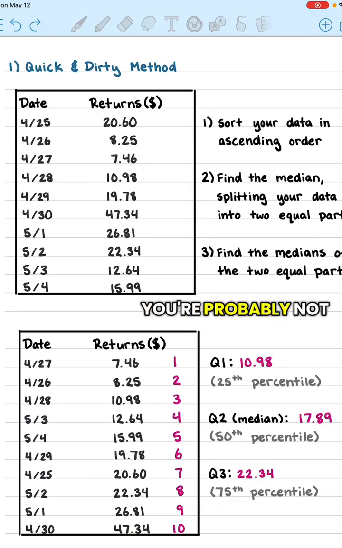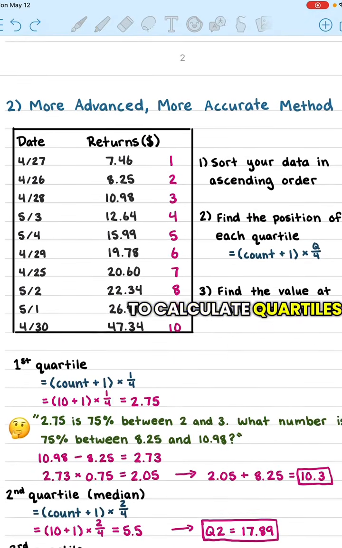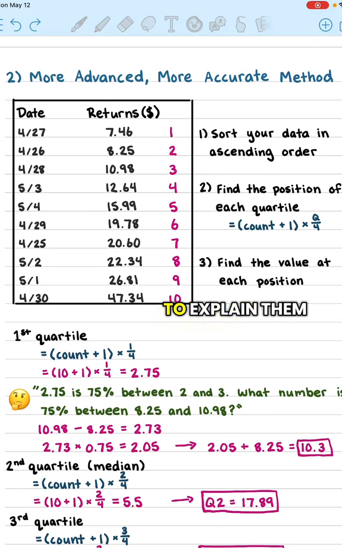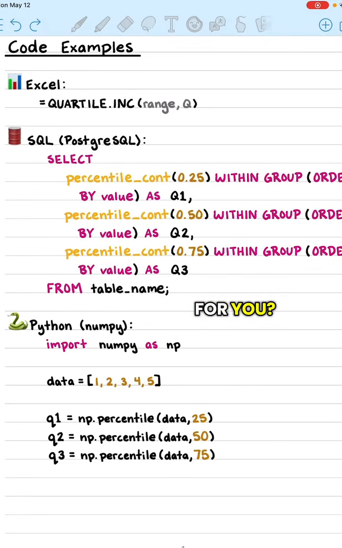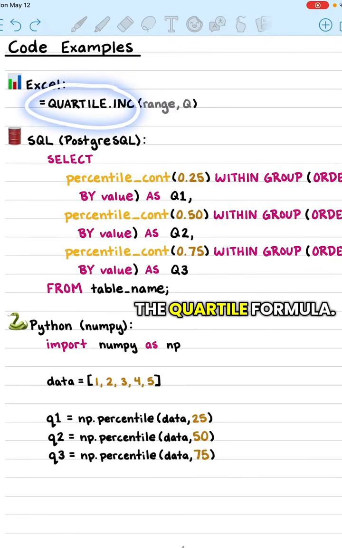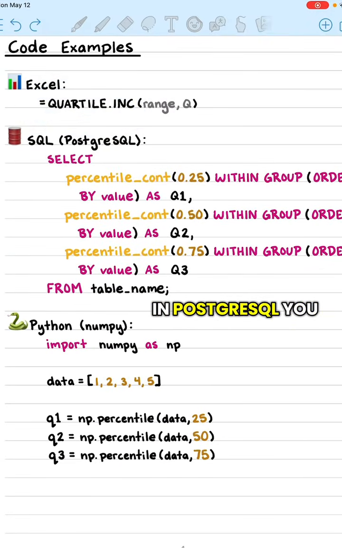The good news is you're probably not going to need to calculate quartiles by hand. You just need to know how to explain them if you choose to include them in a report. So what code do you use to calculate quartiles for you? In Excel, you can just use the quartile formula. In Postgres, you can use this code. And in Python, you can use the percentile function within the NumPy package.